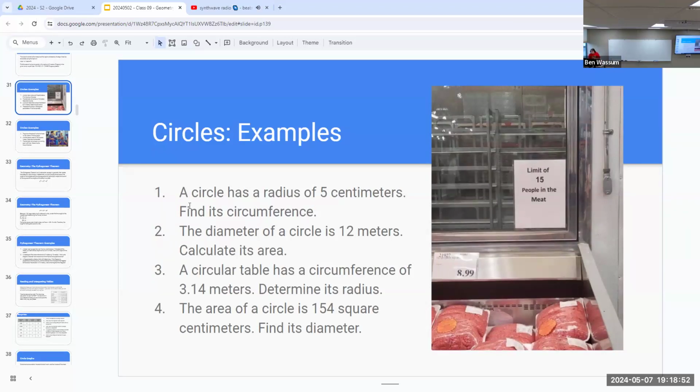Limit of 15 people in the meet. You promise there's no more than 15 people in the hamburger today. That would be lower quality hamburger because people have terrible diets compared to.